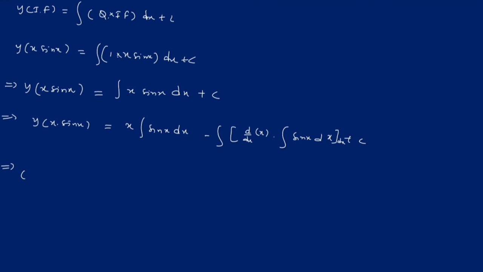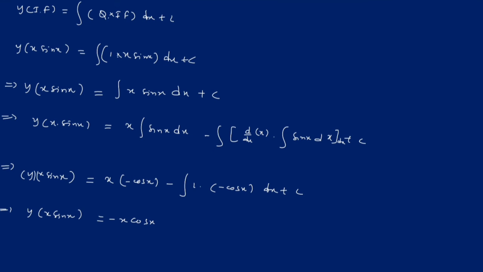So y into x sin x equals first function as it is, integration of sin x is minus cos x, minus integration of differentiation of x, which is 1, into again integration of sin x, which is minus cos x, dx plus c as it is. So y x sin x equals minus x cos x, minus minus plus, so plus integration of cos x, which is sin x, plus c.